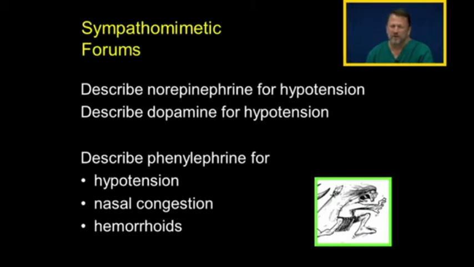Can you describe why norepinephrine is used for low blood pressure, hypotension? Can you explain why dopamine is used as a drug in low blood pressure? Phenylephrine is also known as neosynephrine.